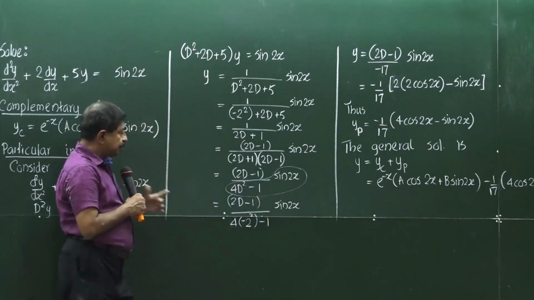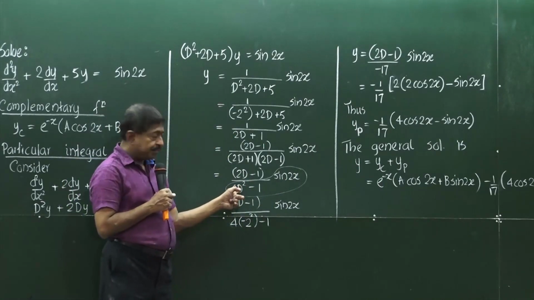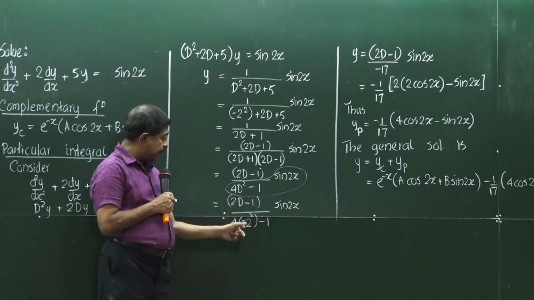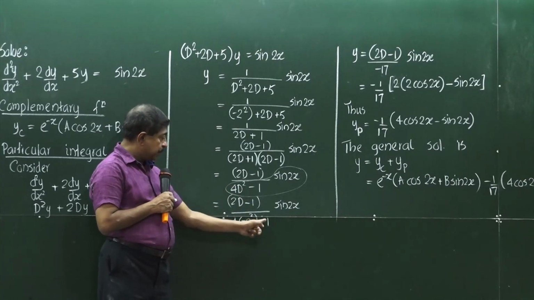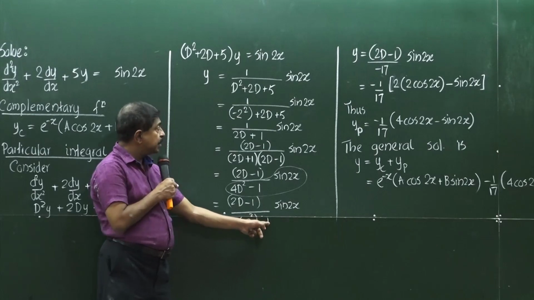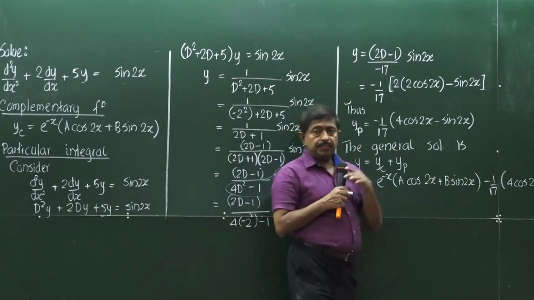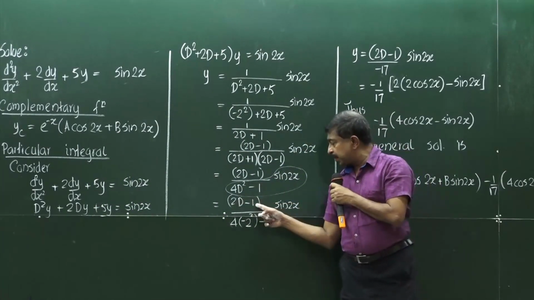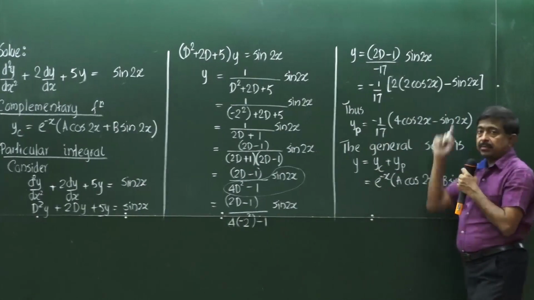You consider the downstairs and again do the same thing. Substitute minus 2 squared here. Now this is minus 16, minus 1, minus 17. Upstairs you have 2d minus 1 times sine 2x.